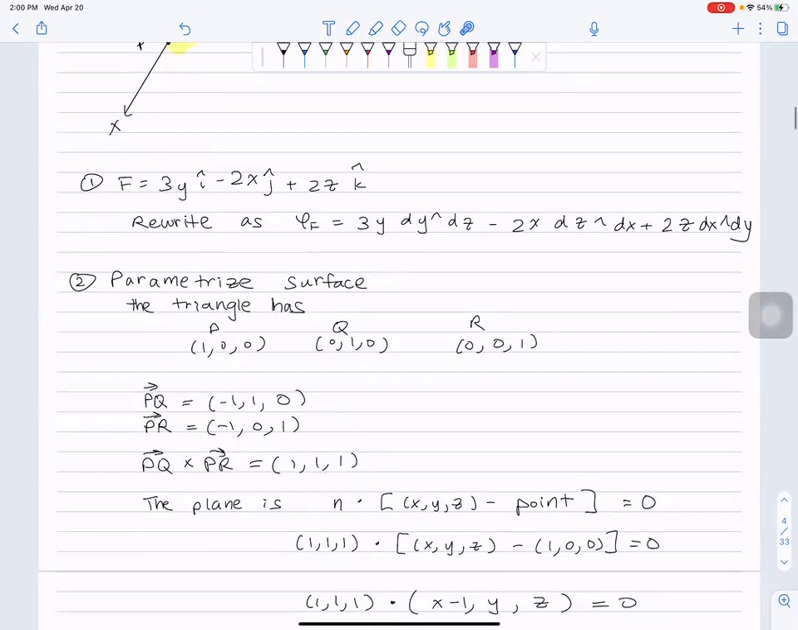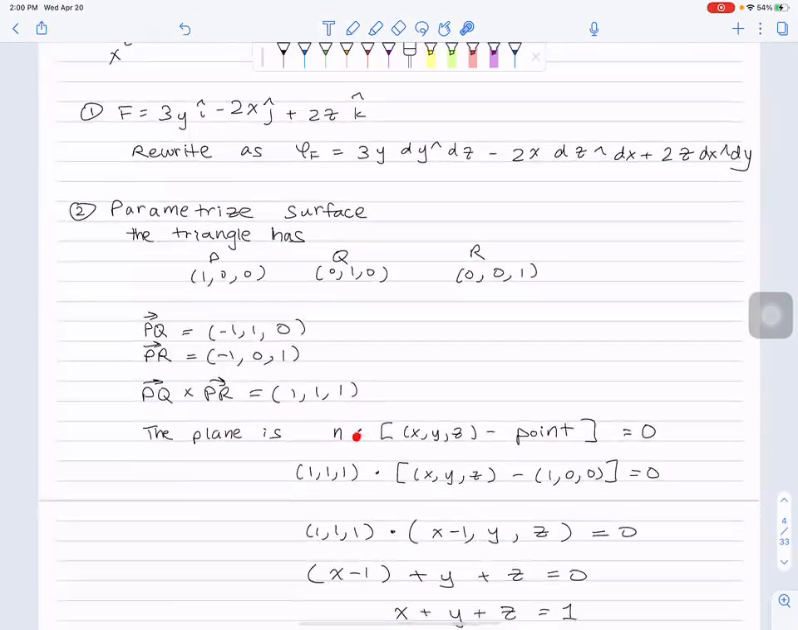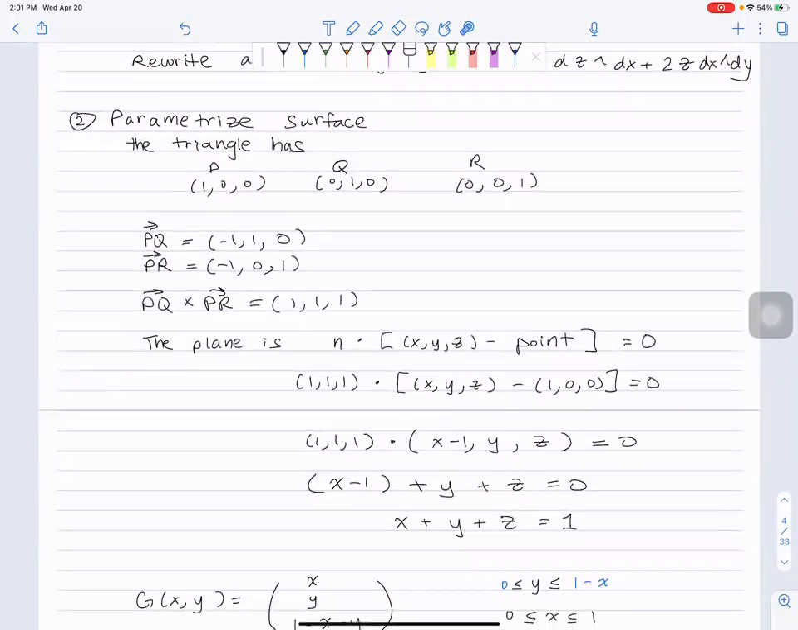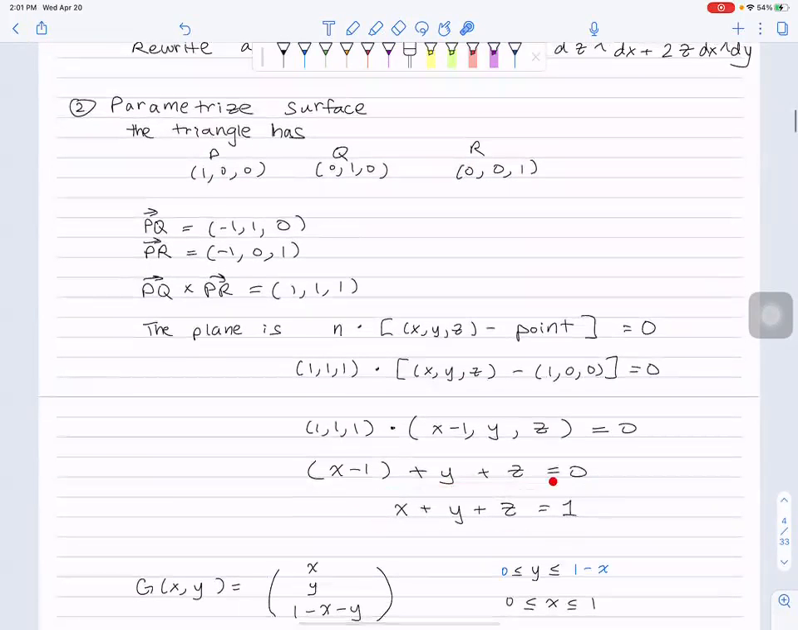Now, what is the equation of a plane? We need the normal vector dotted with xyz minus the point. And this point, we could choose any of these points. It doesn't matter. You could choose P or Q or R. I just chose P because it looks the nicest, 1, 0, 0. So then you have this normal vector dotted with x minus 1, y minus 0, which is y, z minus 0, which is still z. When we do the dot product, we have x minus 1 plus y plus z. And if I simplify it, this is the equation of my plane, this flat triangle.